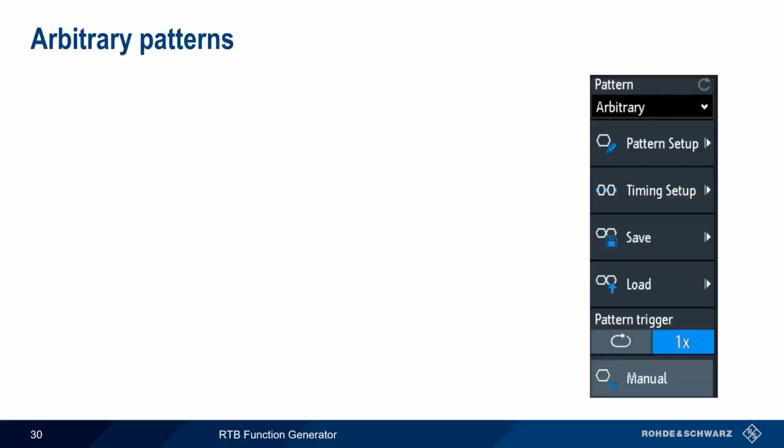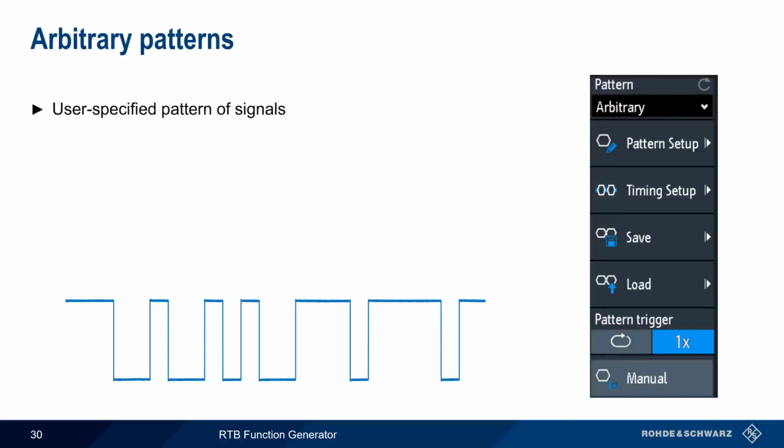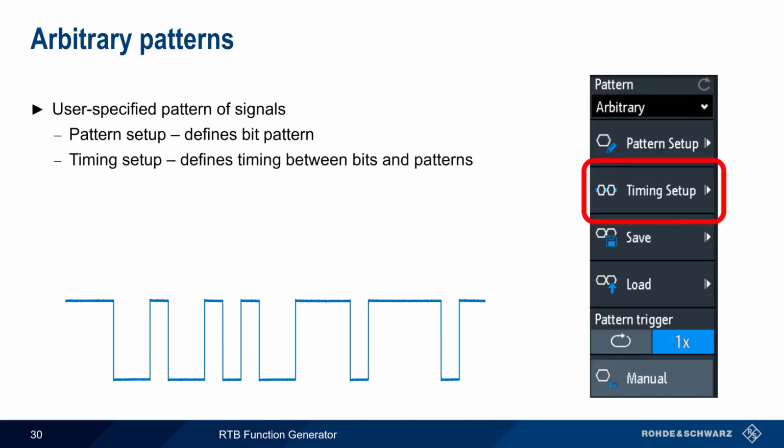Similar to arbitrary waveforms, arbitrary patterns are patterns where the timing, spacing, and repetition of the signals can be configured in any arbitrary way. To use an arbitrary pattern, we first use pattern setup to define the bit pattern or sequence, that is, the pattern of zeros and ones. Timing setup is then used to define the timing between these bits or groups of bits.